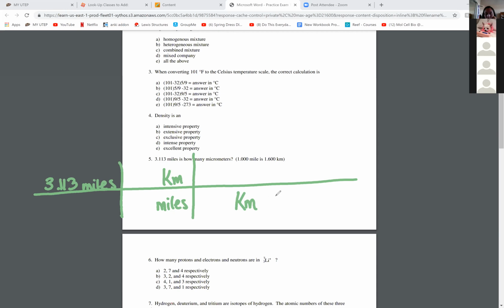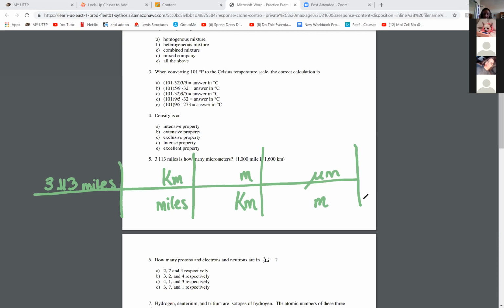Meters. I wouldn't go to micrometers yet. I would go to meters. There you go. And then what goes on the bottom? Meters. And then what goes on the top? Micrometers. Yes, micrometers. Okay, so now that we have all this, let's fill in our values.